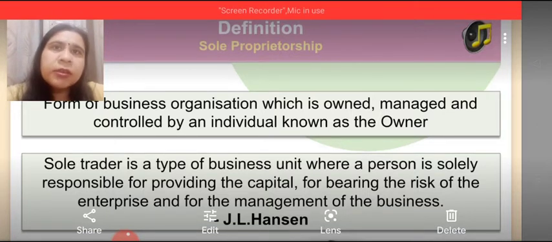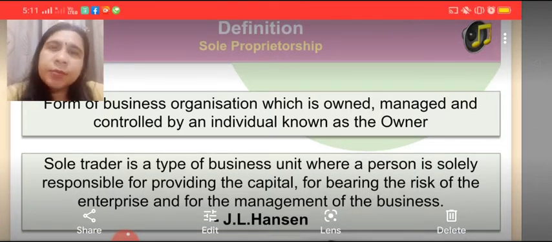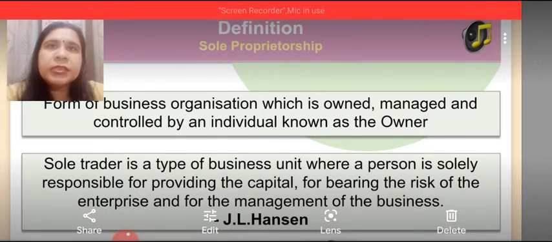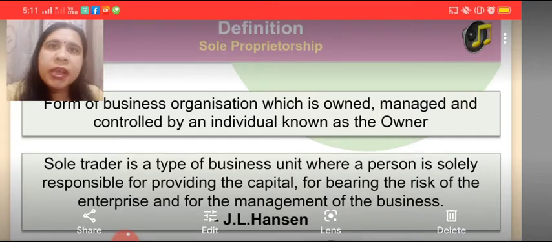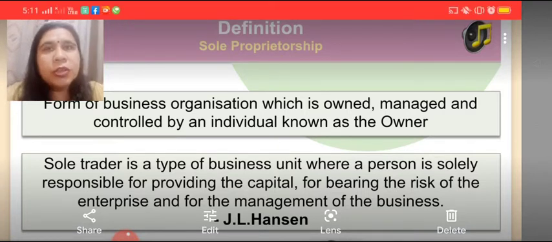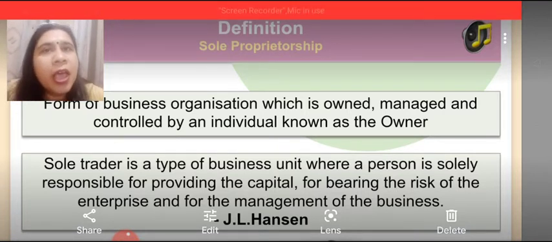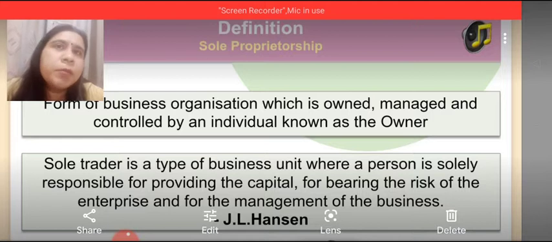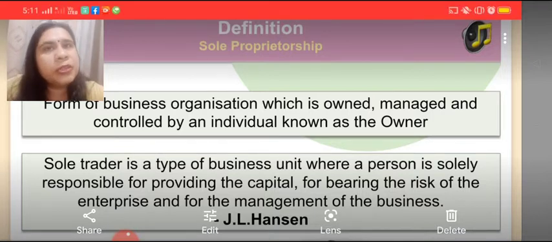In this chapter, we learn different types of private sector enterprises, that is different forms of private sector enterprises, and we'll begin with the sole proprietorship. This is the first form of business organization. Sole proprietorship, as its name says, sole means one, proprietorship means ownership.